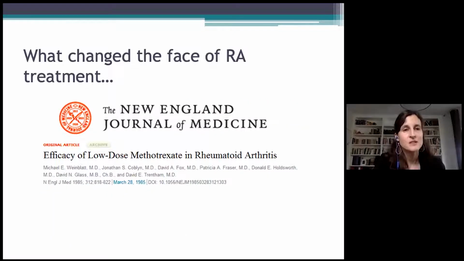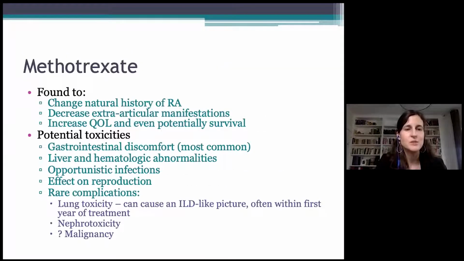Now, the synthetic DMARD that really changed the face of RA treatment was methotrexate. In the 80s, this was found to be incredibly helpful for rheumatoid arthritis. It's changed the natural history of RA, it's decreased extra-articular manifestations, and it's increased quality of life and even potentially survival. It does have its own set of risks or potential toxicities.